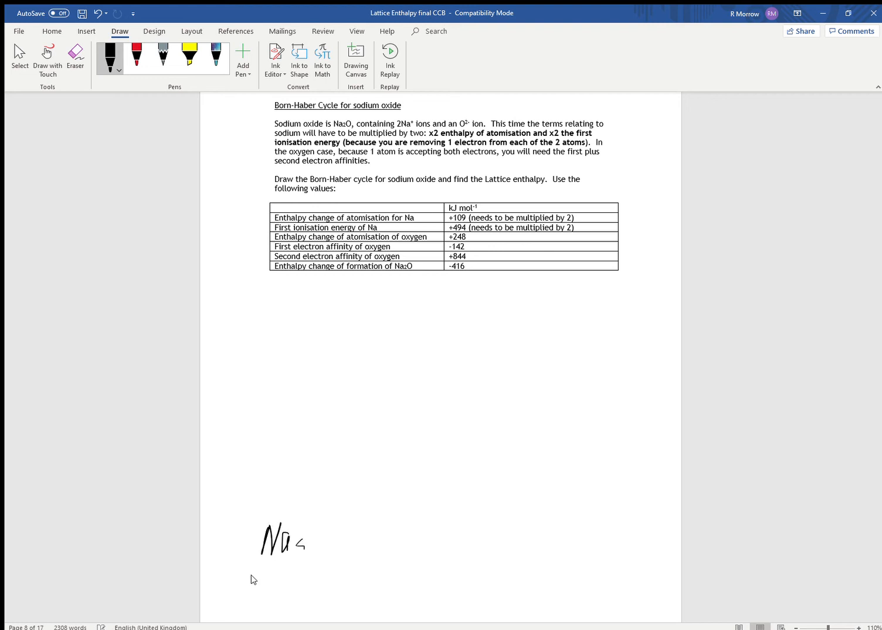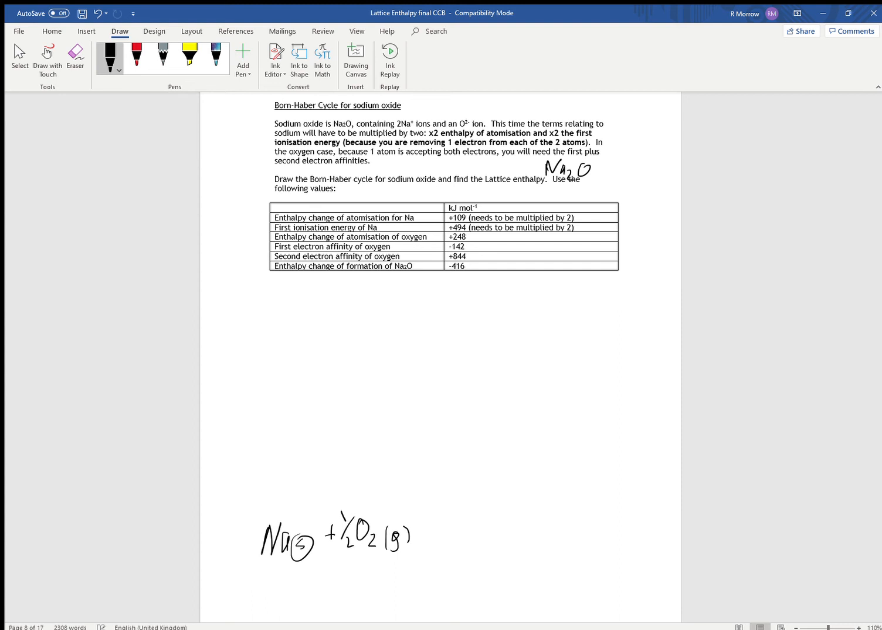So I always start with the enthalpy of formation. So we've got sodium oxide. Just to remind you, the formula of sodium oxide is Na2O. So we've got to start with the elements in their standard states.